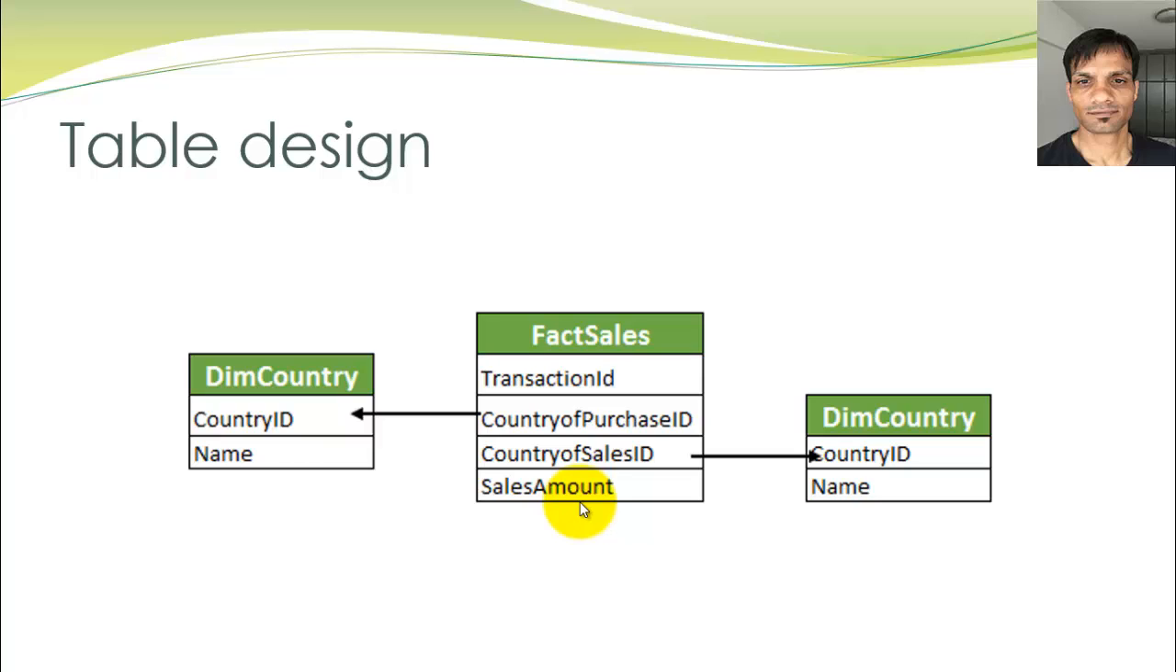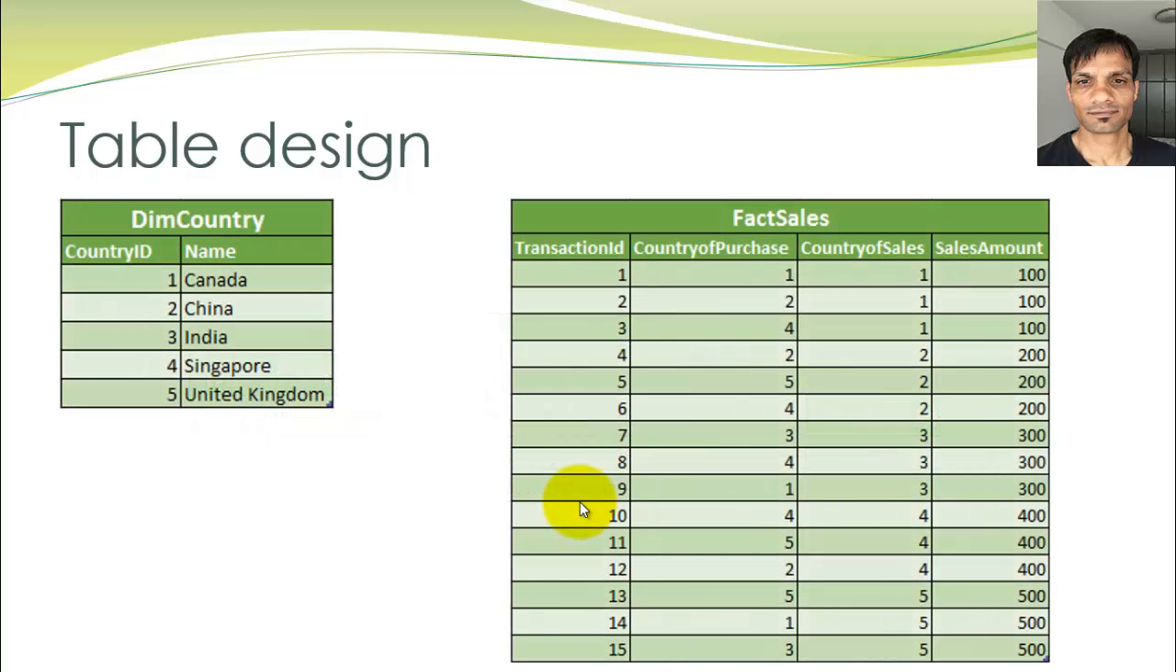In this video, I will be using this example. We have dim country and fact sales table. Fact sales table has country of sales ID and country of purchase ID columns, which have a relationship with dim country table. So dim country table is our role playing dimension. In this slide, you can see the data that I'll insert in these two tables. In dim country table, I will insert 5 records and in fact table, I will insert 15 records. In the fact table, I will insert 3 records for each country of sales.